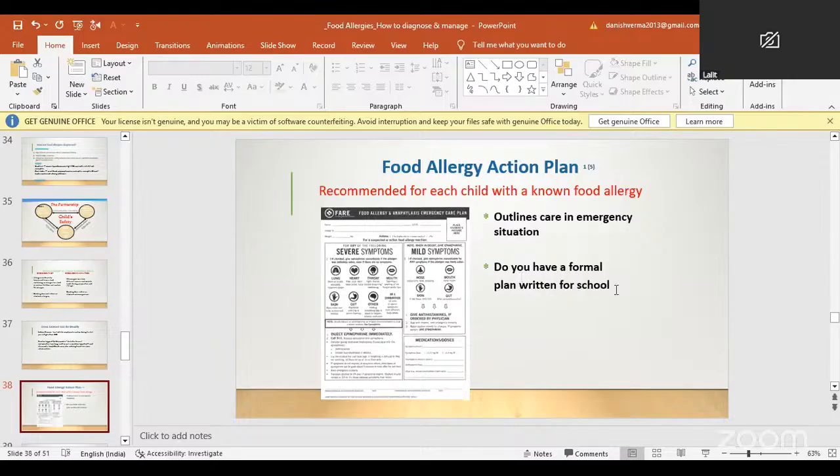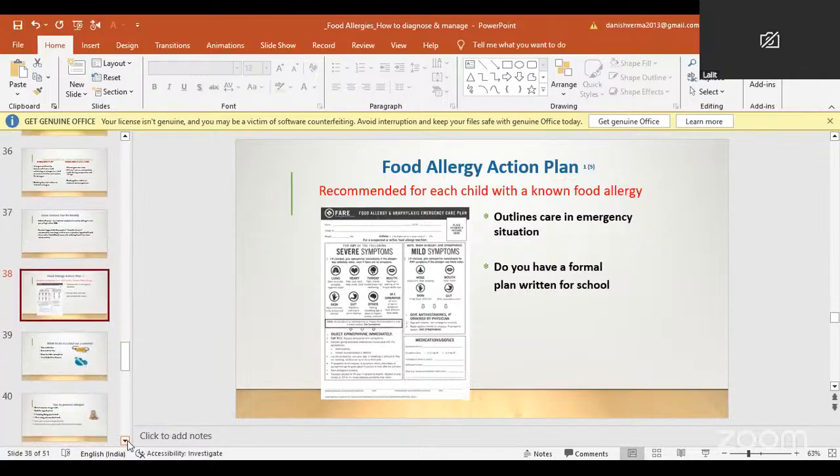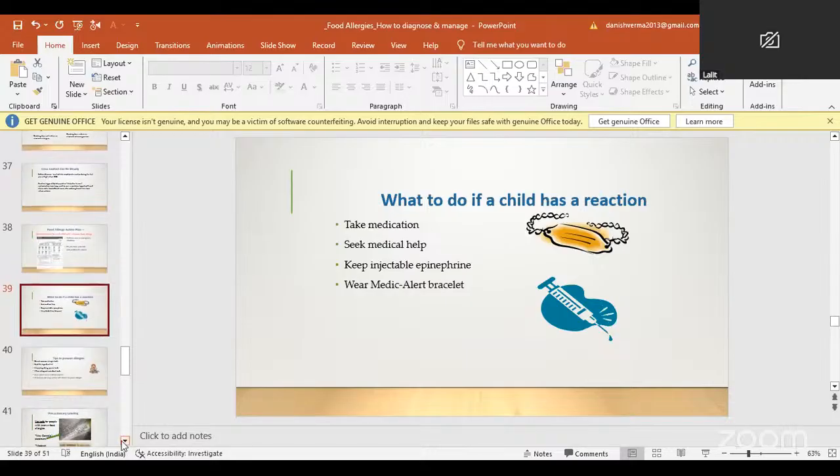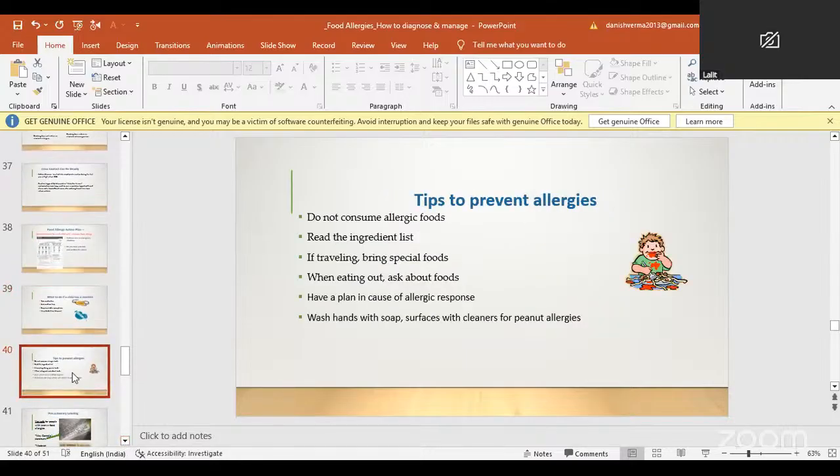And we usually give them a formal plan written for the school, like in the case of mild reaction what to do, and when to give that epipen injection, and when to take help, and when to refer them immediately to the emergency which is nearby. So all these things have to be sorted out when you're dealing with food allergy, especially in a child. So what to do if a child has a reaction? Take medication, seek medical help, keep injectable epinephrine ready, and wear a medic alert bracelet, which I was talking about. I think with the help of IAP, we should start having an allergy bracelet where it mentions the allergy once we know what the allergen is.